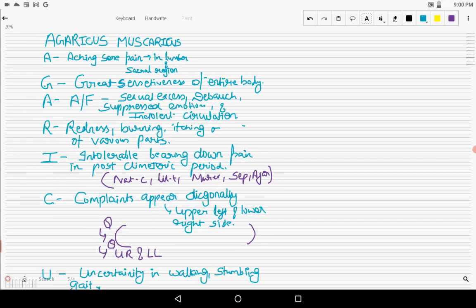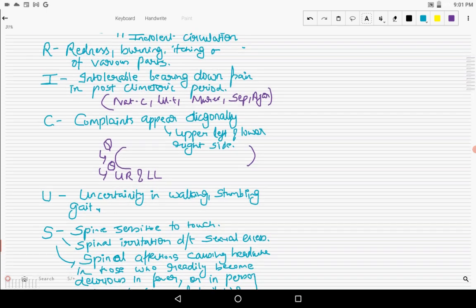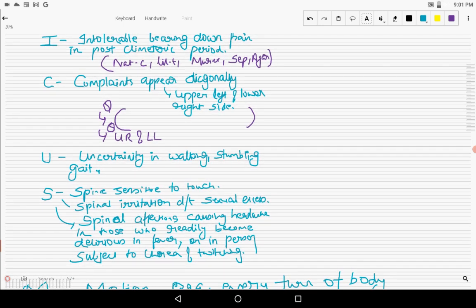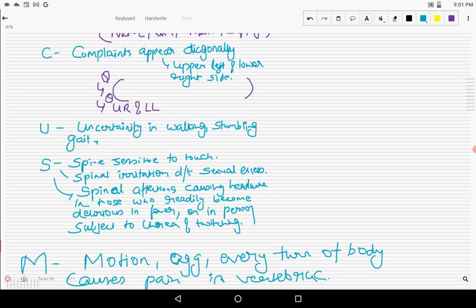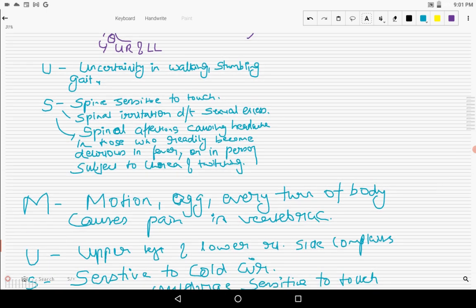Agaricus Muscarius. A stands for aching sore pain in lumbosacral region. G stands for great sensitiveness of entire body. A for ailments from sexual access, debauch, suppressed eruption, indolent circulation. R is for redness, burning, and itching of various parts. I intolerable bearing down pain in the post-climatic period. C complaints appear diagonally upper left and lower right side. U. Uncertainty in walking, stumbling gait.